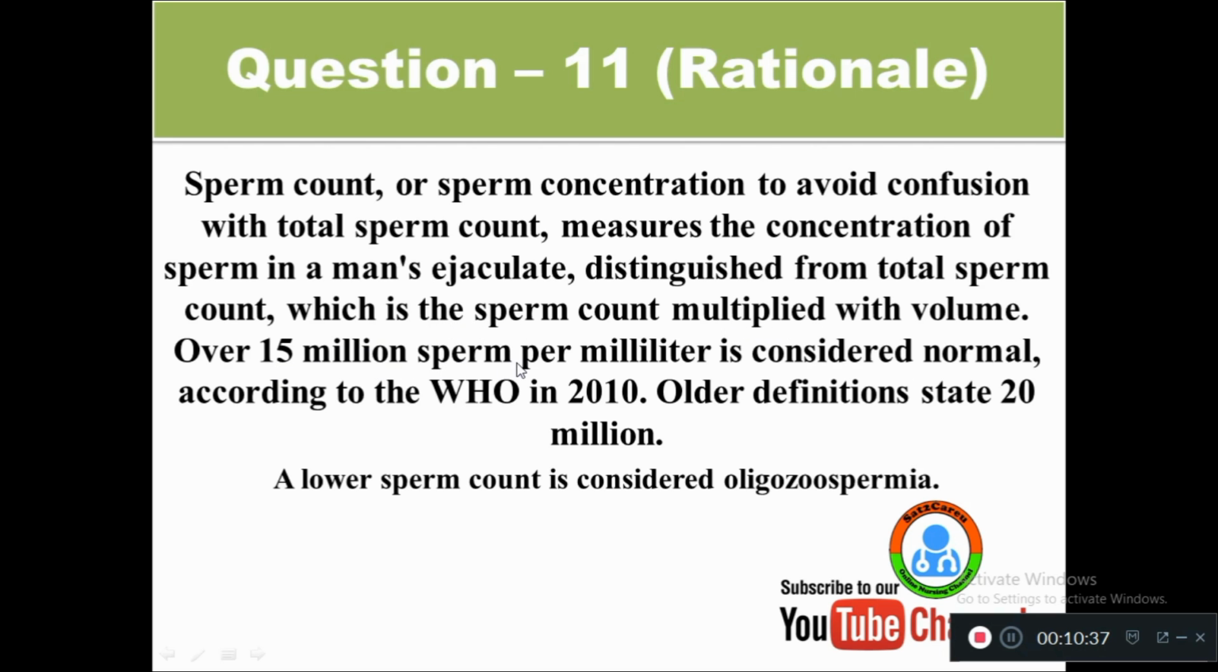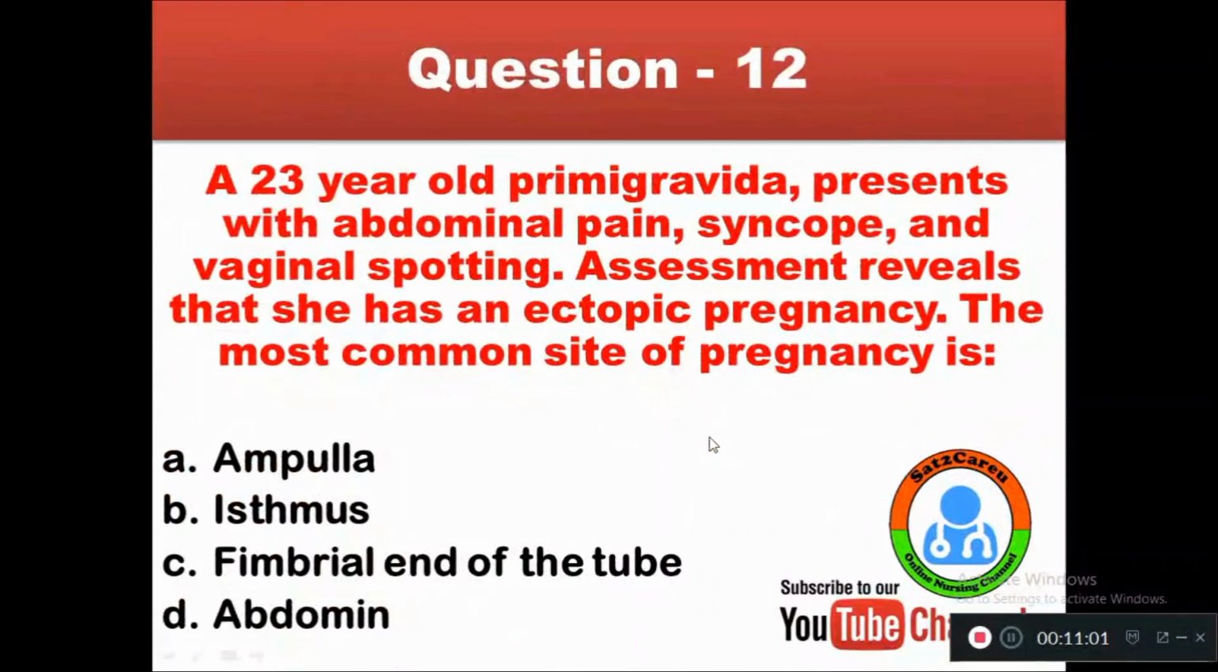Over 15 million sperm per milliliter is considered normal according to the WHO in 2010. Older definitions state 20 million. A lower sperm count is considered as oligozoospermia. Question number 12. A 23-year-old primigravida presents with abdominal pain, syncope, and vaginal spotting.